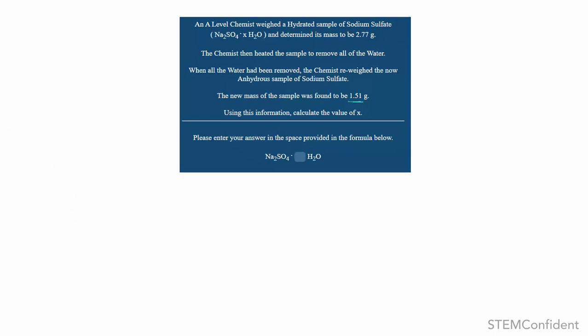So we're going to be using the equation that the number of moles N is equal to the mass divided by the molar mass, right? And in this case, the mass is going to be for sodium sulfate, right? So the number of moles of Na₂SO₄ is going to be equal to 1.51 divided by the molar mass of Na₂SO₄. So we can work that out from the periodic table.